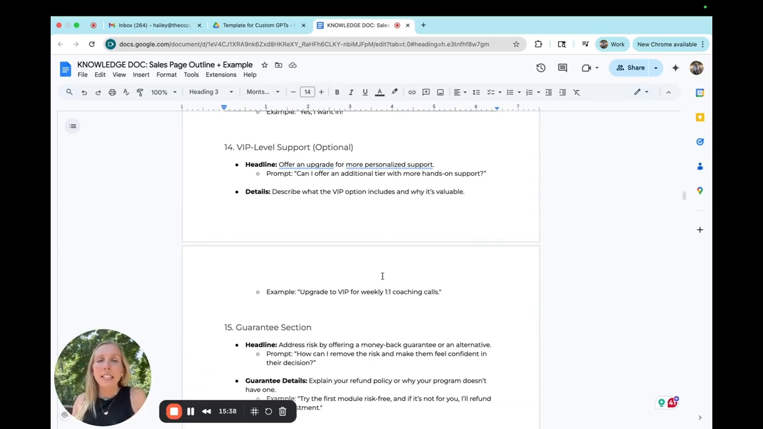And then this next section is optional. Sometimes I like to have a VIP level support. So it says, or you can upgrade, like, are you the VIP style person? Can you offer an additional tier with more hands on support? It's just a way to upsell on your sales page. So then you would just do a little section to describe what the VIP option is, why it's so valuable, and again, just make it easy for them to upgrade.